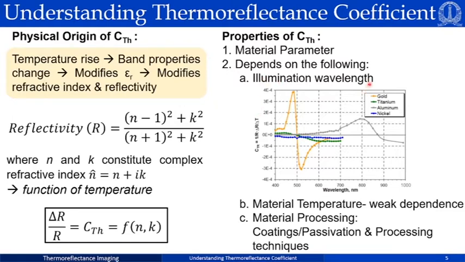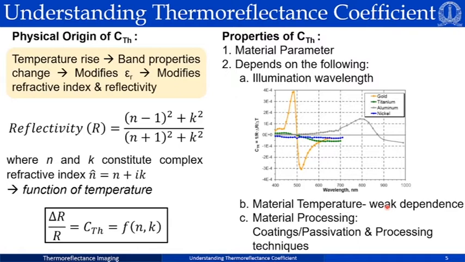So in addition to illumination wavelength, CTH or thermoreflectance coefficient depends on the material temperature. So in the expression, if we go back and recollect, delta r by r is C into delta T. There's a small mistake here, there should be delta r by r is proportional to delta T. So this proportionality assumes that C is constant over a large delta T. That is, delta r by r versus delta T is a straight line. But that may not be true for a large range of temperatures. This can be true for a small range of temperature.